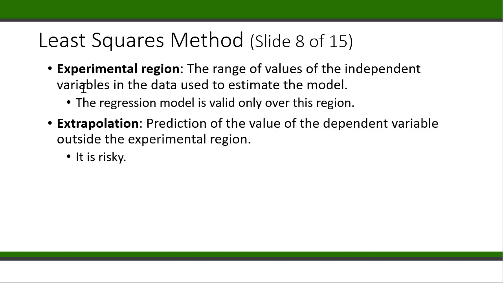Some more terminology that you should be aware of is something called experimental region. And that's the range of values of your independent variable, in our case the miles, in the data used to estimate the model. So the regression model is only valid over this region. There's also a term called extrapolation, and that's the prediction of the value of the dependent variable, which is y, outside of the experimental region. And that's very risky because you don't have any data to support that.